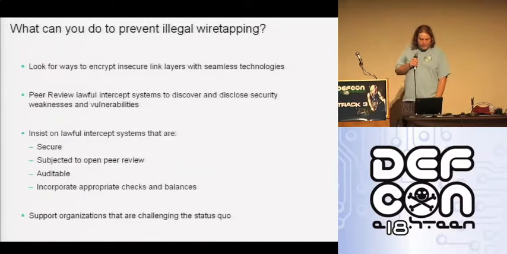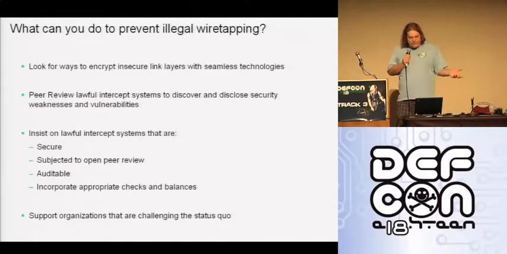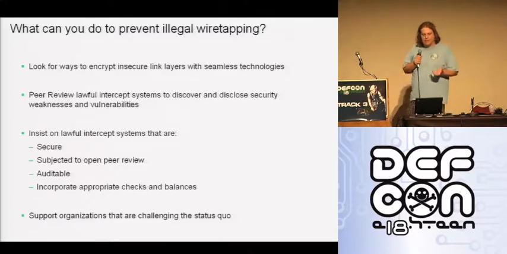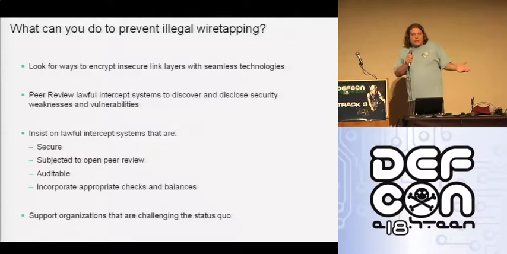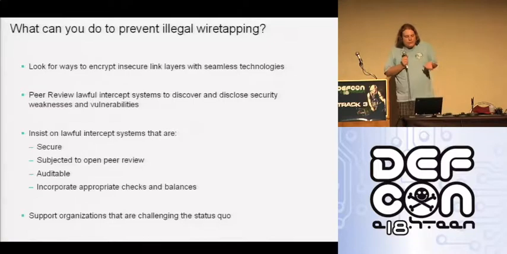So what can you do to prevent illegal wiretapping? You can try to work on projects that involve link layer encryption, as well as end-to-end encryption, although I think that they're less likely to be adopted. You can help peer review intercept systems that are out on the internet. There's a bunch of technology out there that hasn't been looked at. And you can also insist that your ISP and your government, if they're requiring lawful intercept to be built into your network, that the technology is secure and that it's open to peer review, so that you can understand how it was architected and implemented.